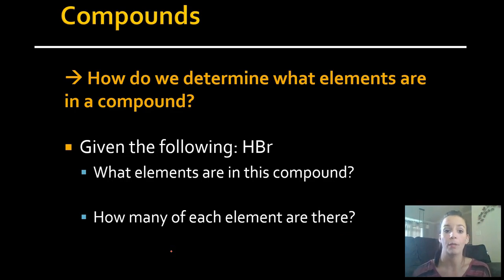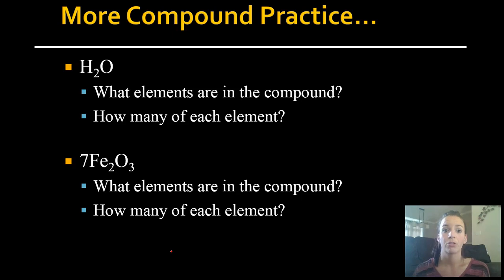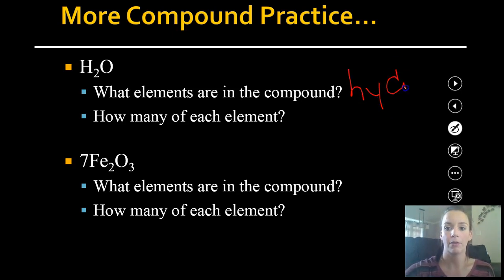So how do we determine what's in a compound? You use the letters. So let's check. What elements are in HBr? Hydrogen and bromine. And then how many of each element? One of each. If you don't see any numbers, just assume one. So let's do a couple more. What elements are in this compound? Well, this is water, right? H is hydrogen, and the O is oxygen.